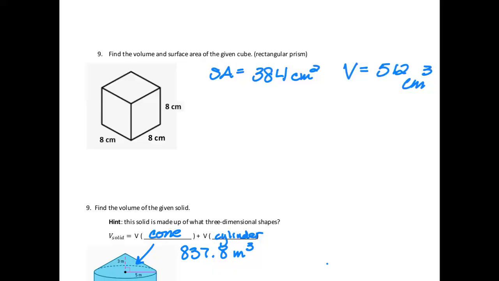Says, find the volume and surface area of the given cube. This is basically just like a rectangular prism. Okay? A rectangular prism. So surface area of this cube, which is a rectangular prism, surface area is P perimeter times the height plus the area of your two bases. So everybody see, that is the prism.